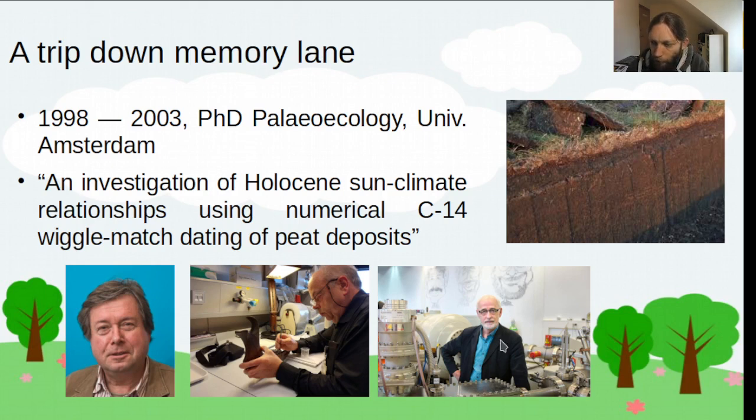Then I also had a supervisor in Groningen at the AMS lab, Hans van der Plicht. And he was really generous in providing us with very many dates. And we needed many dates because we were looking at peat deposits and changes in the vegetation in the peat, which are an indication of climate change. And we wanted to date those changes as precisely as possible because we wanted to check to what degree decadal or centennial scale changes in solar activity occur together with changes in vegetation, so changes in climate.